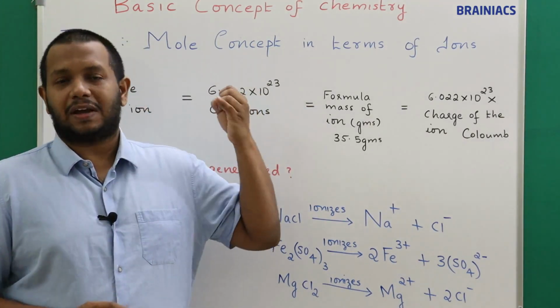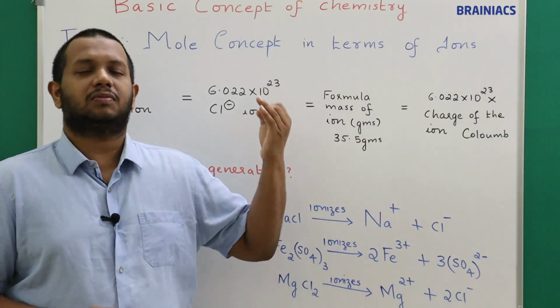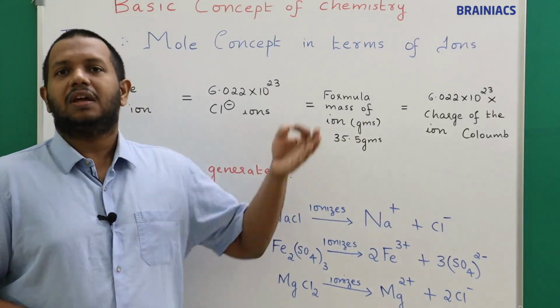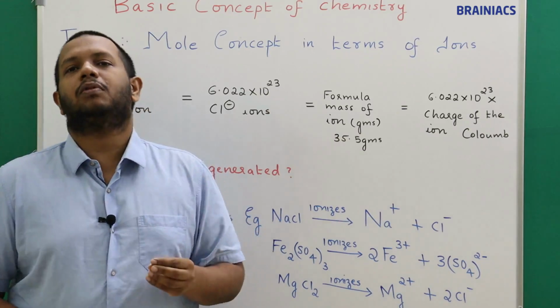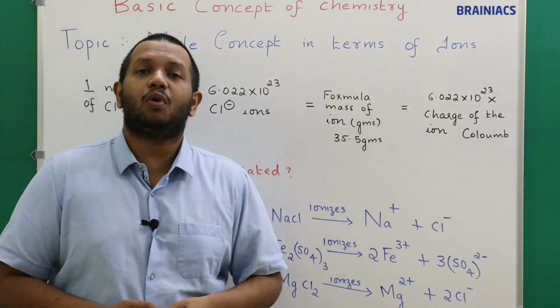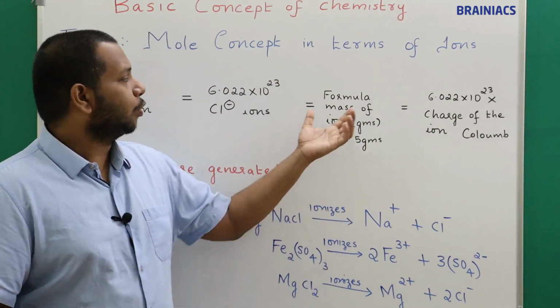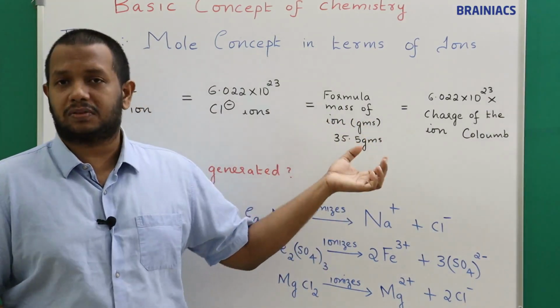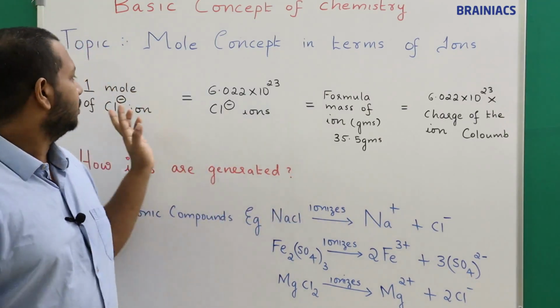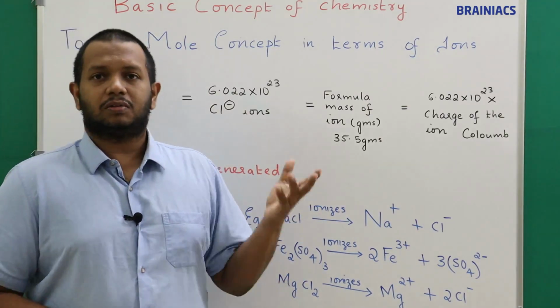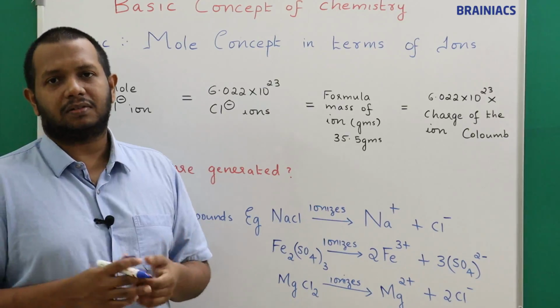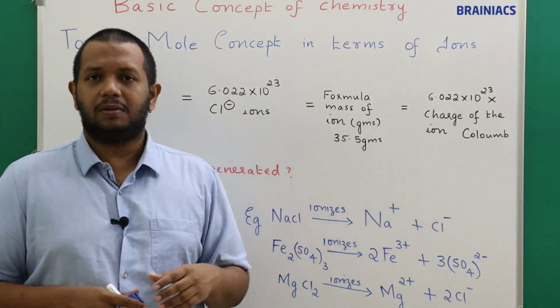We know that in case of an atom we say atomic mass, and in case of a molecule we say molecular mass. Now in case of ionic compounds we use a term called formula mass. So I can say formula mass of the ion expressed in grams. Here it is the Cl minus ion, so for Cl the mass comes around 35.5 grams.